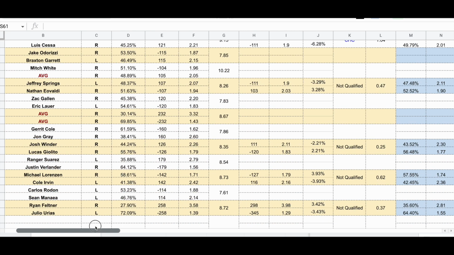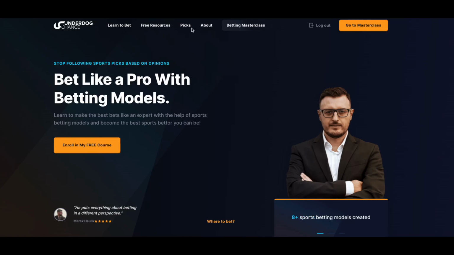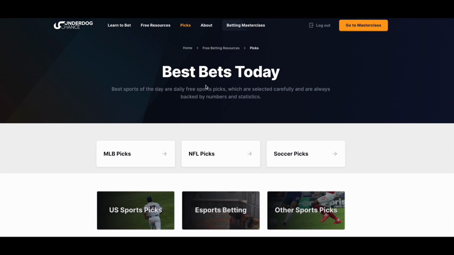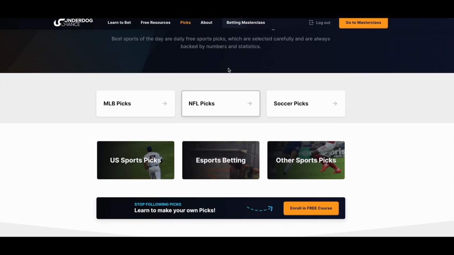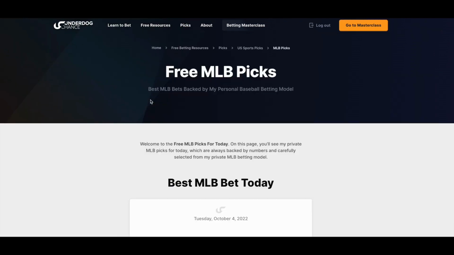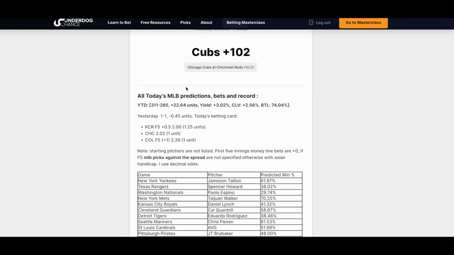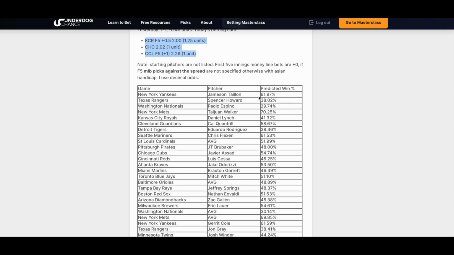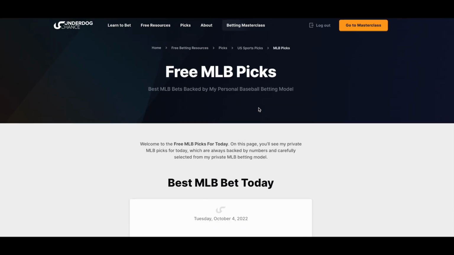So we have 3 bets. If you go to my website underdogchance.com, click on picks, then click on MLB picks, those are active picks at this moment. I will add NHL, NBA later, or you can also select this. So this is something I'm doing right now. MLB picks. If you scroll down, you can see Chicago Cubs and all the 3 bets today, and also probabilities. Okay, for today.